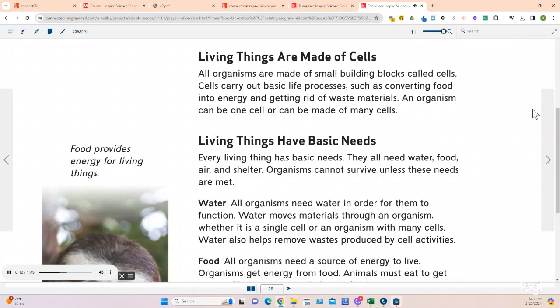Living things have basic needs. Every living thing has basic needs. They all need water, food, air, and shelter. Organisms cannot survive unless these needs are met.